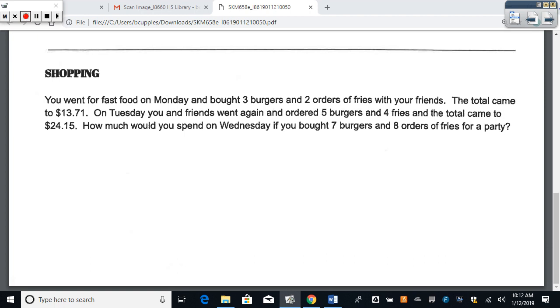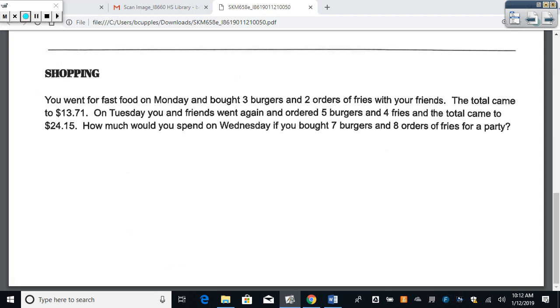What, you kidding? All right, let's take a look at this last one here. Shopping. It says you went for fast food on Monday and bought 3 burgers and 2 orders of fries with your friends. The total came to $13.71. On Tuesday, you and friends went again and ordered 5 burgers and 4 fries, and the total came to $24.15. How much would you spend on Wednesday if you brought 7 burgers and 8 orders of fries for a party?